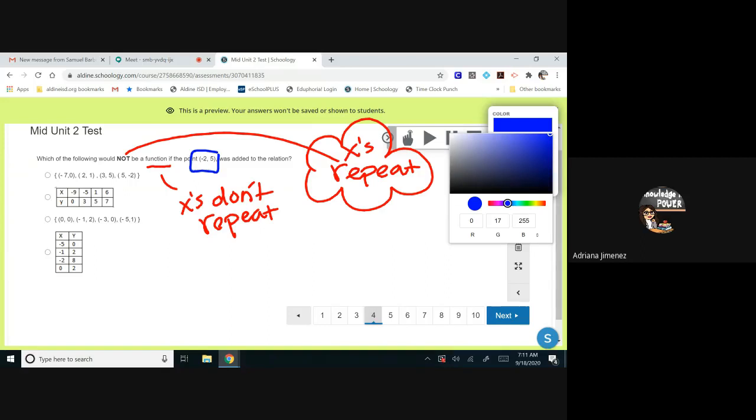Let's see if I can say it in a different way. Which one of those answer choices is going to have another -2? Because remember, x's repeat when it's not a function, and that's what they're looking for. So you have to look through the ordered pairs or the table and figure out where there is a -2 for the x. Because if there's another -2 on that table, then the x's are going to repeat if I plug in that -2, 5. Don't look at the y's, look at the x's. That's what's important.